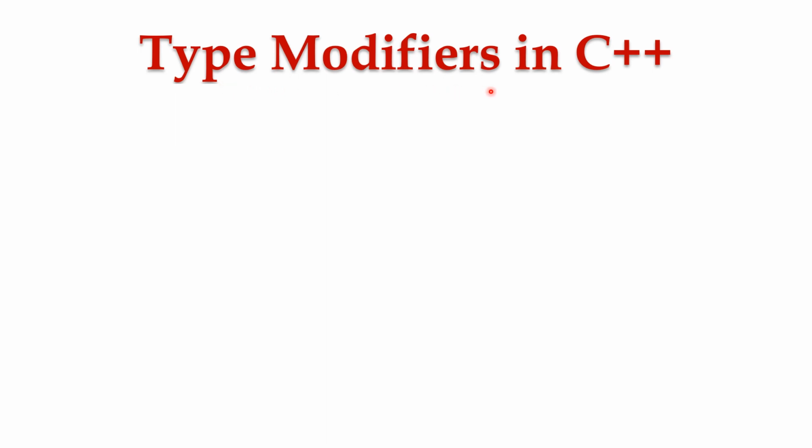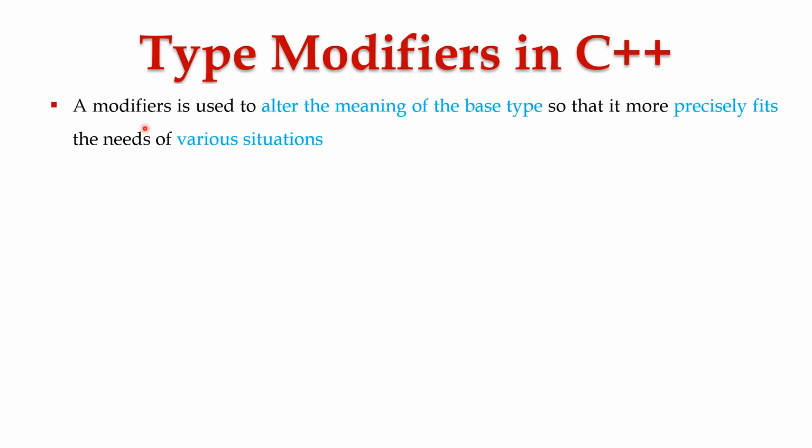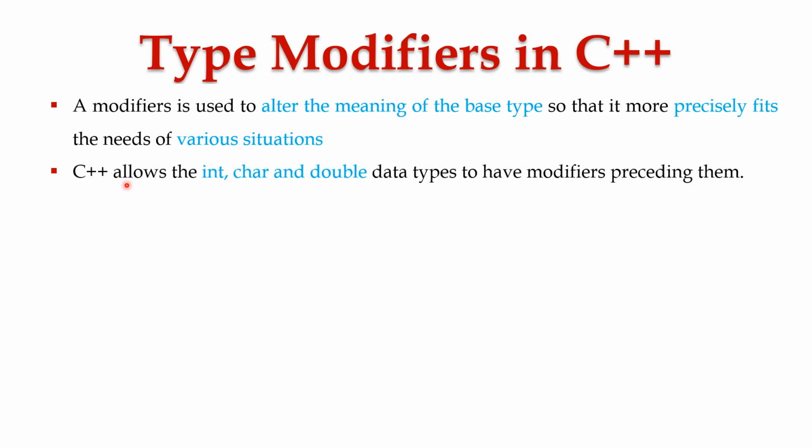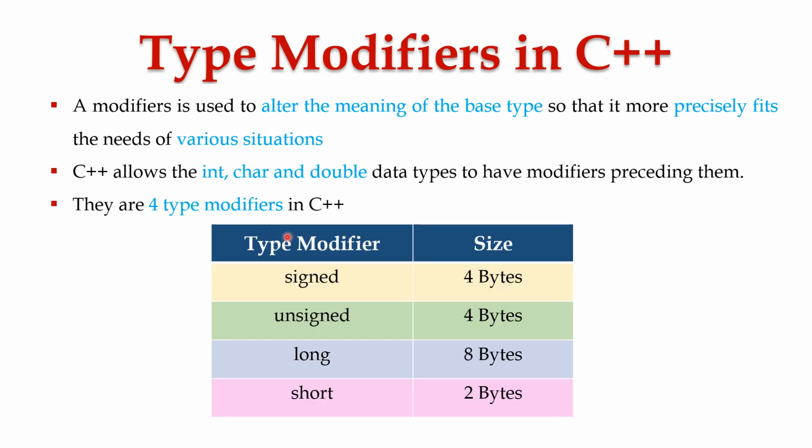Type modifiers in C++. A modifier is used to alter the meaning of the base data type so that it more precisely fits the needs of various situations. C++ allows the int, char, and double data types to have modifiers preceding them. There are 4 types of modifiers in C++: signed, unsigned, long, and short.